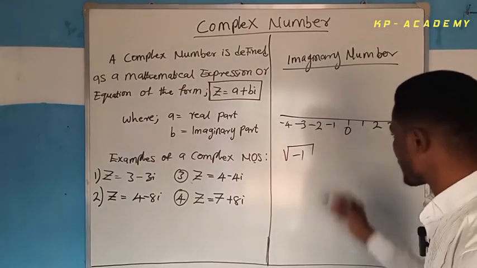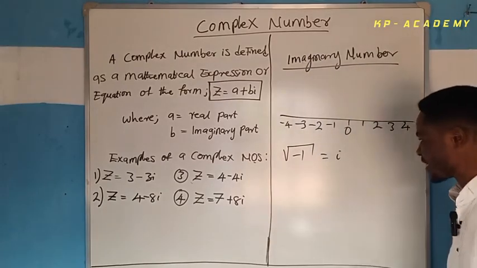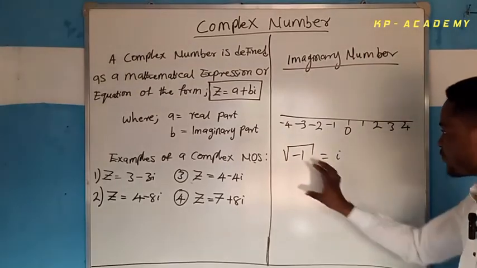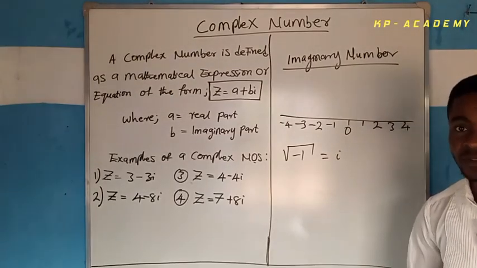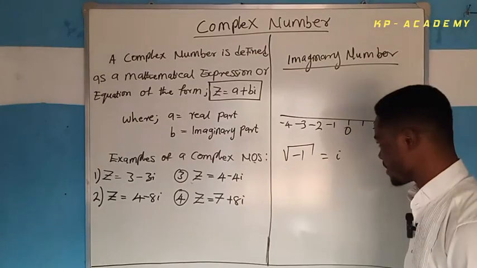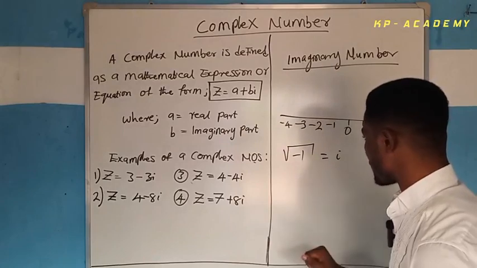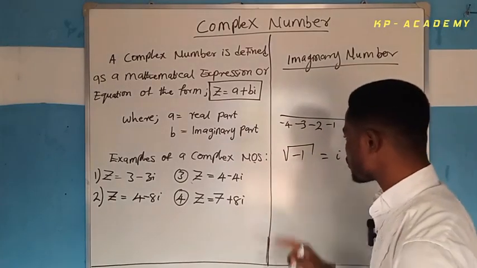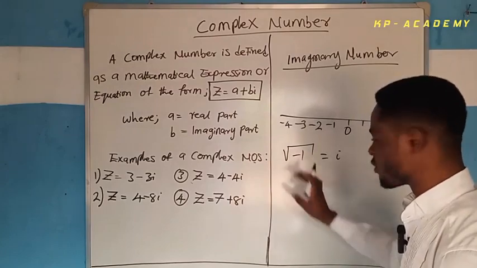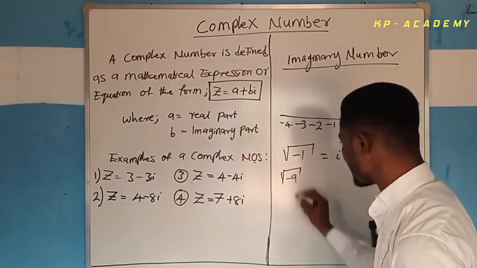Because of that, mathematicians gave it a symbol i. This symbol i means imaginary number. It means that the square root of minus 1 is imagined to be in existence, but in reality it does not exist. So wherever we see the square root of minus 1, it means imaginary. And it's not just the square root of minus 1 that does not exist, but the square root of any negative number does not exist.